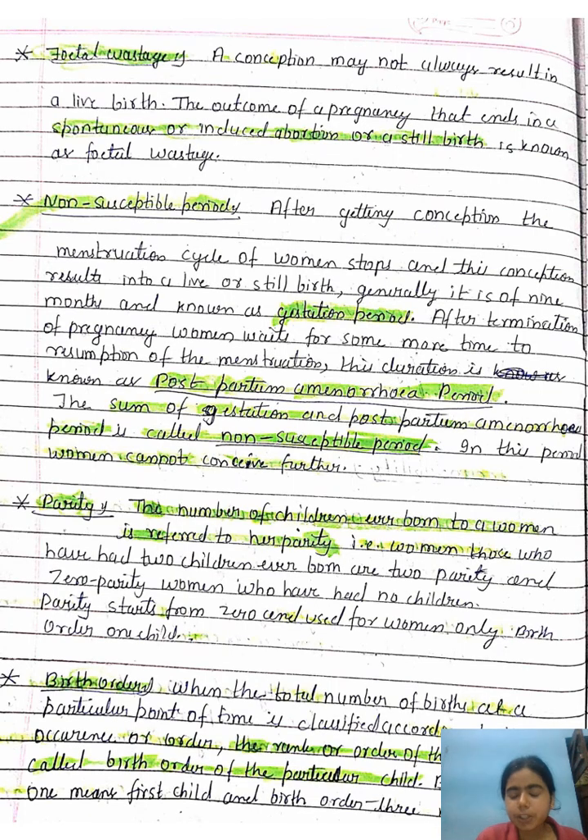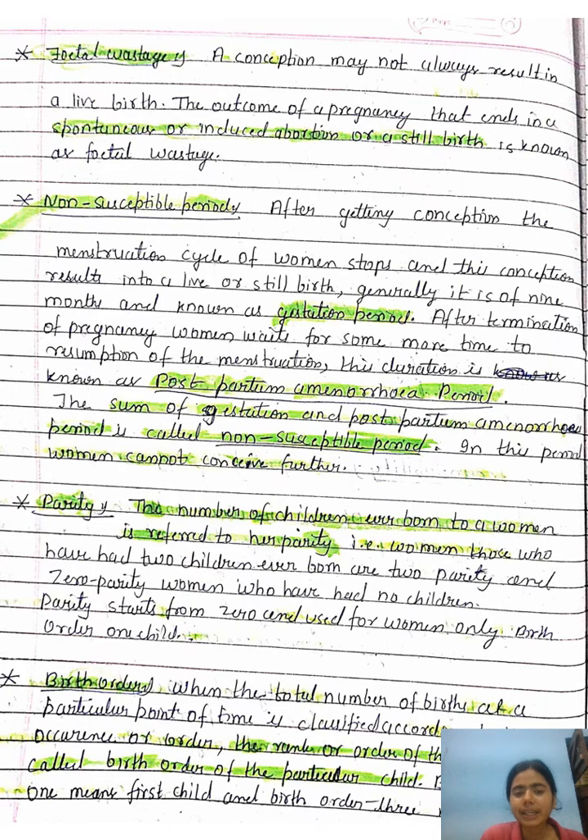Fetal wastage: a conception may not always result in a live birth. The outcome of pregnancy that ends in a spontaneous or induced abortion or a stillbirth comes under this. Like all conceptions may not always result in a live birth. There are many things which can happen between conception and live birth. That comes under fetal wastage.